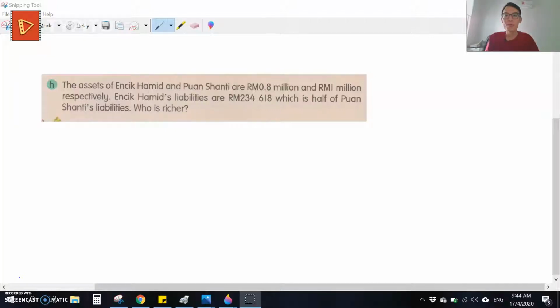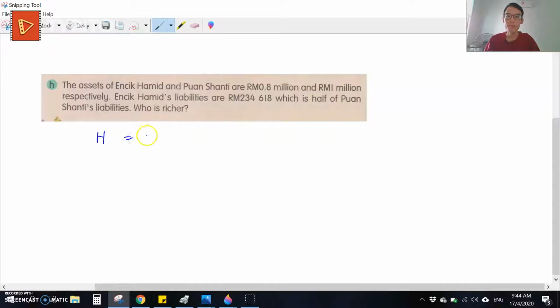Okay, there's still one more question we left from the previous video. So let's finish off this last question. This is your previous homework, page 88 in your textbook. So this is question H. The assets of Encik Hamid and Puan Shanti are 0.8 million and 1 million respectively.